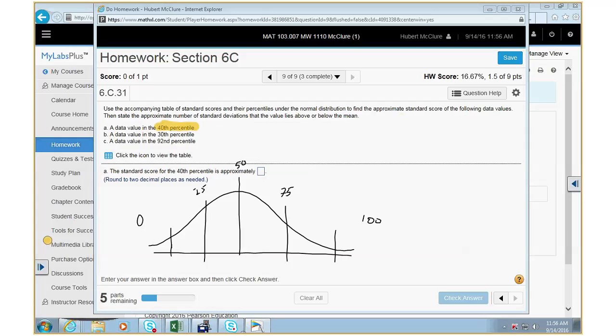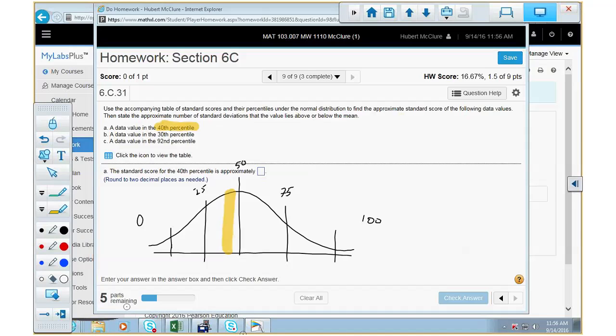To the left of what? 50. So you know your z-score is going to be between 0 and what? -1. Because this is 0, this is 1. Let me go ahead and put that over. Hold on. -2, -1, 0, 1, 2.